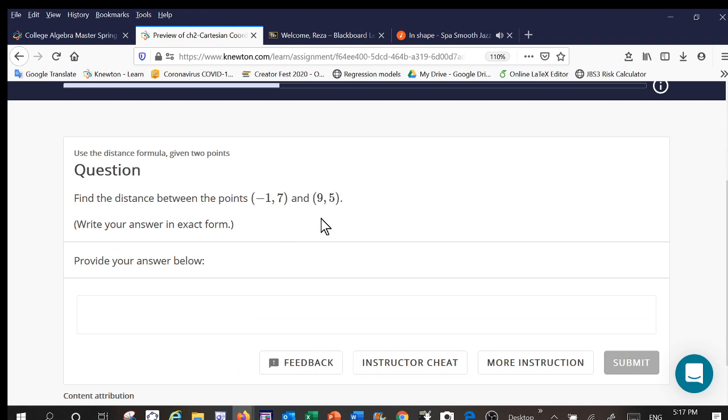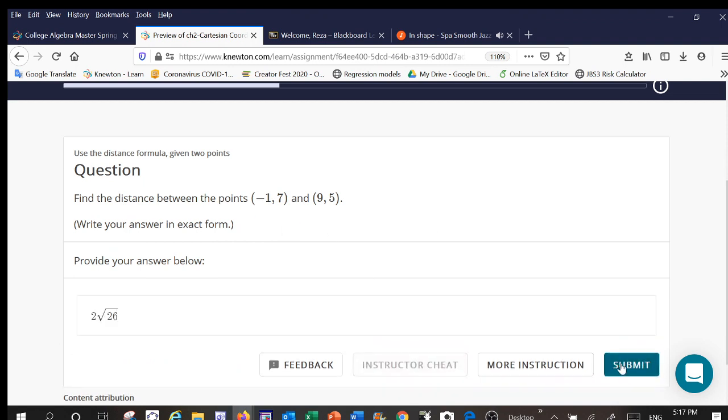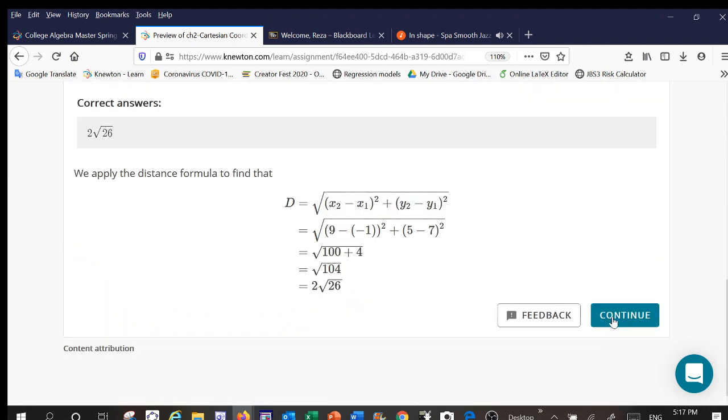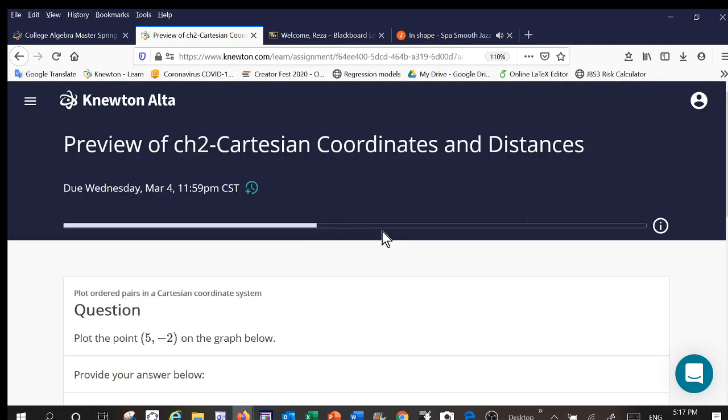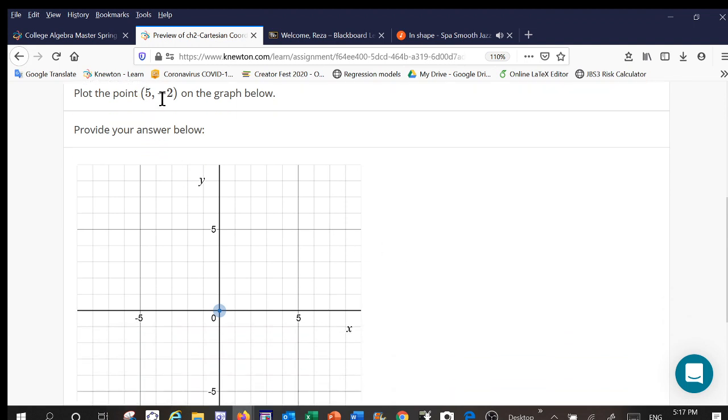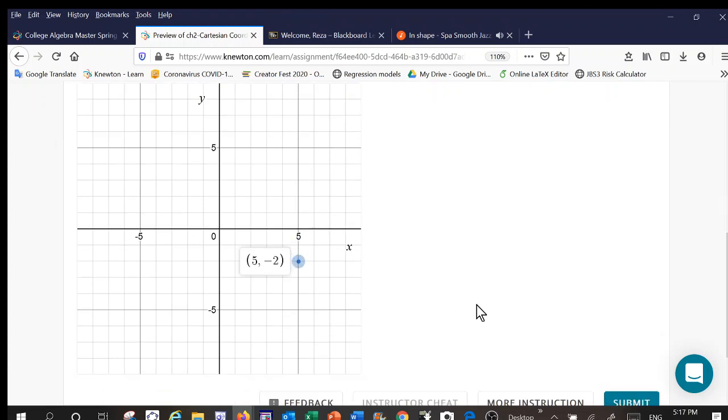Find the distance. We just did an example, so I'm just going to let you do this. So it looks like these are problems you can do. Plot the point. We know how to plot 5, negative 2. We go to 5 and go to negative 2, right? Go to 5 and then go down 2. That's 5, negative 2.